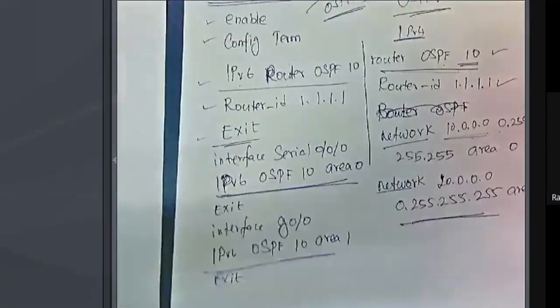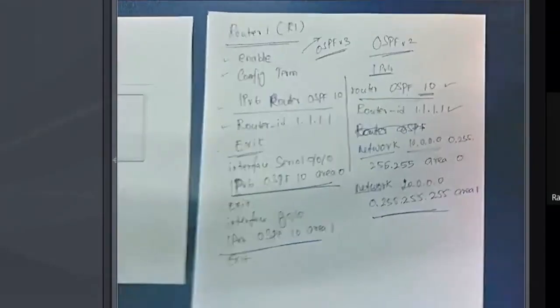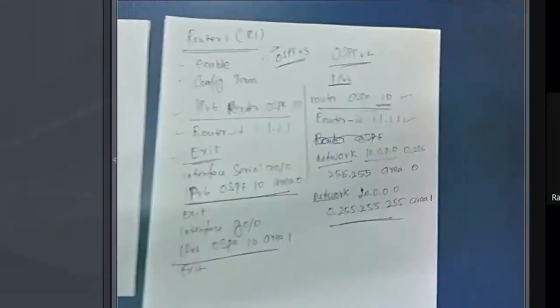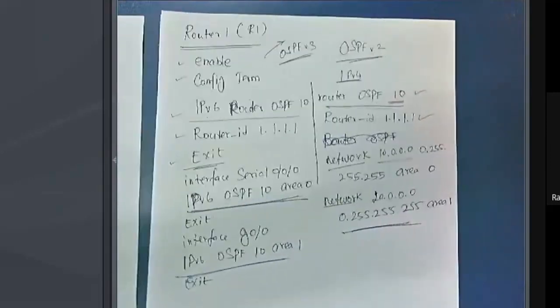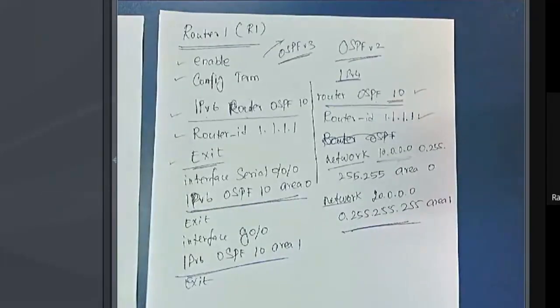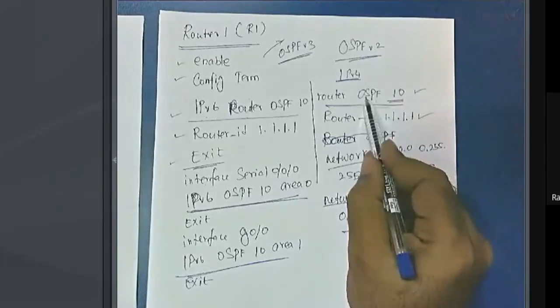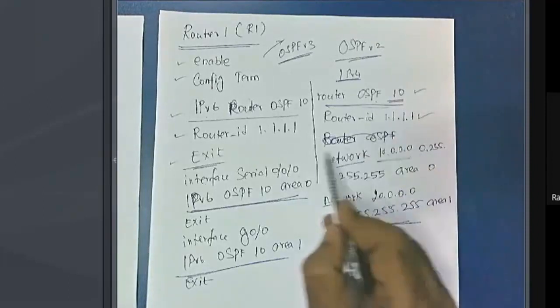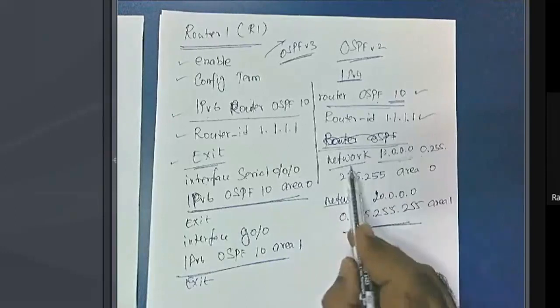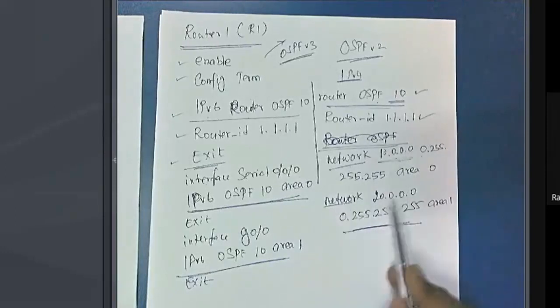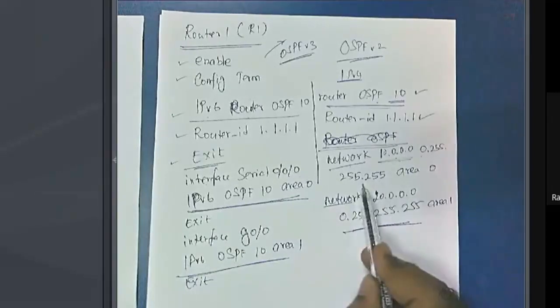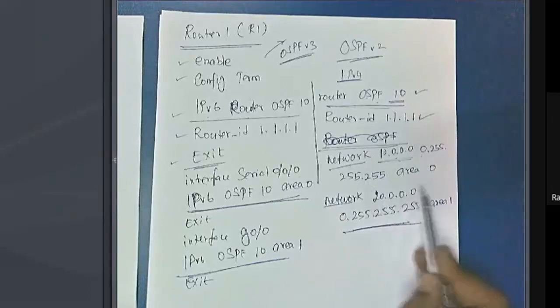I don't know whether you are able to see properly. Yes. Now you see the difference. You are going for a router. Up to this, everything is the same. You are giving network 10, network 20, the wildcard mask, area 0. Finished.